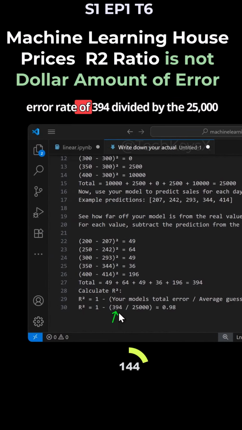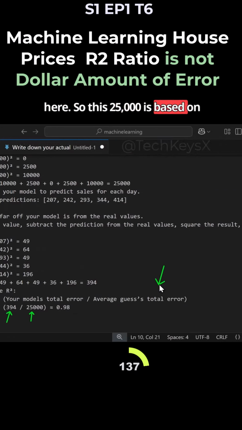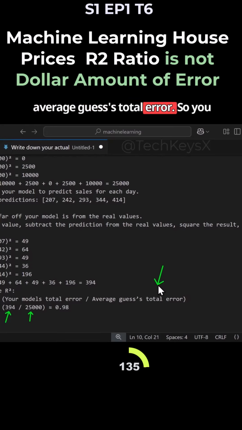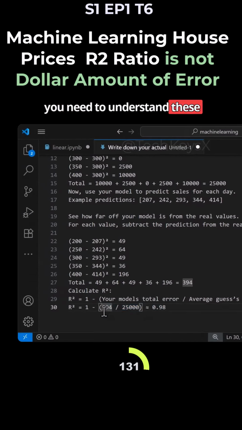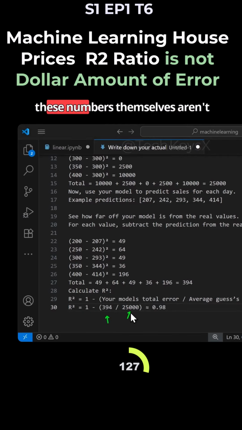So what we end up with is a situation like this, where the model is predicting an error rate of 394 divided by the 25,000 here. So this 25,000 is based on the average guess's total error. So you can see the ratio is pretty small, but you need to understand these numbers over here, 394 and 25,000. These numbers themselves aren't the average dollar error.